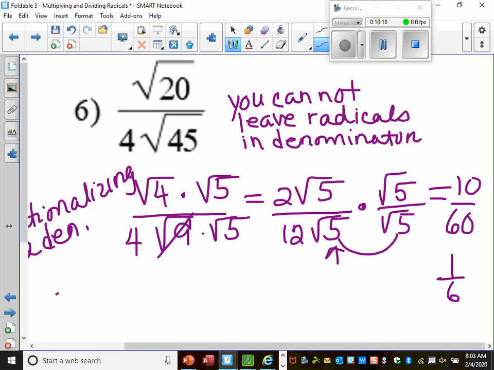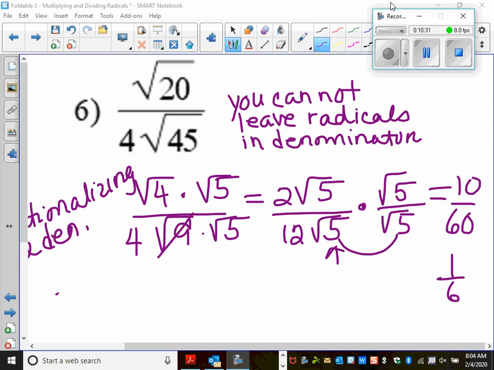So always put everything in simplest form, even if you come out with a fraction like this. Now, what you could have done as well, and let me just show you this because I want you to see, we could have taken this a little bit easier. Let me move this over.